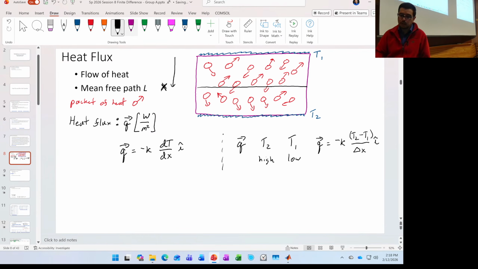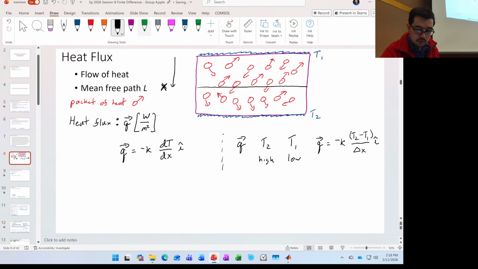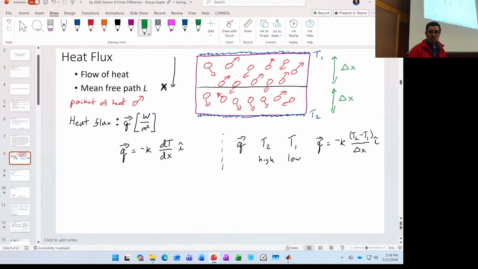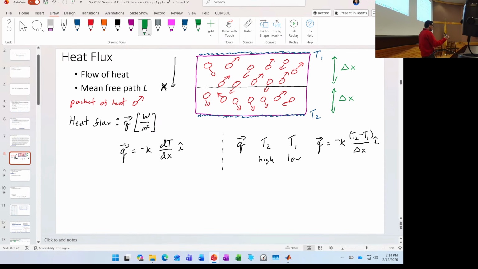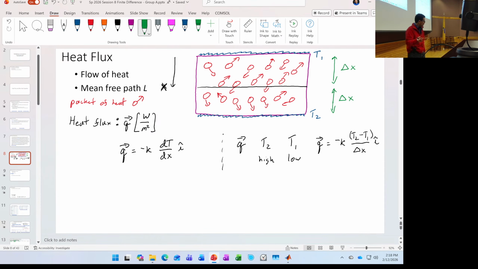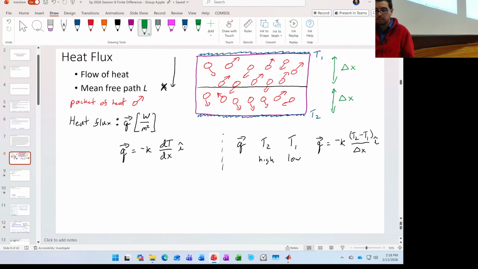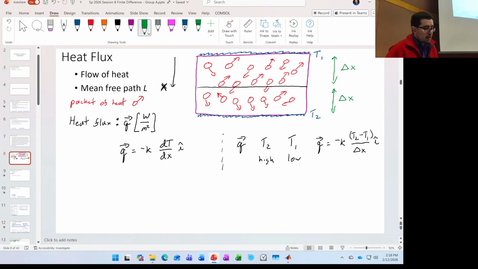And I guess we should probably say that our delta X could maybe be given as such. Okay? And if T1 is greater than T2, right, then this goes in the opposite direction, and it would be in the positive. Okay? Minus, minus. Now, this equation has a name. This is Fourier's law.